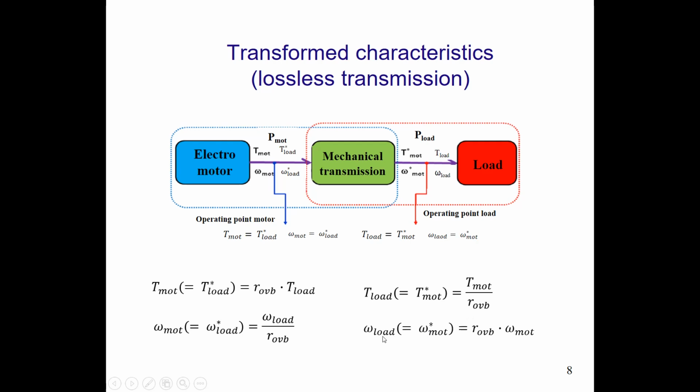And again, we can say that the angular speed of the load over here is equal to the motor speed multiplied by the transmission ratio, which was smaller than 1. All right, so again, a smaller motor torque has been transformed to a higher torque over here, and a higher load torque has to be transformed to a lower motor torque over here. And as a result, the motor speed is transformed to a lower speed of the load, or we can say the load speed over here is transformed to a higher motor speed over there. That was in case of a lossless transmission.